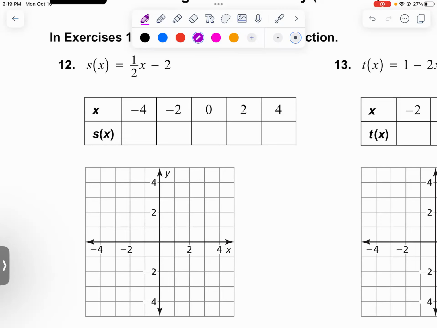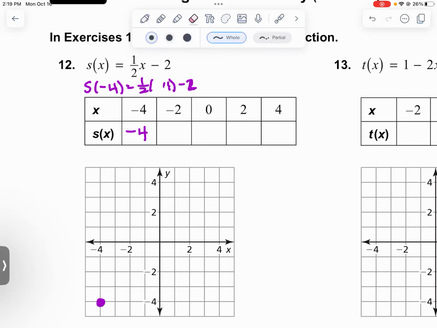So if X is -4, S of -4 would be 1/2 times -4 minus 2. What is that? That's -2 minus 2, which is -4. Okay. Now we're going to input -2.